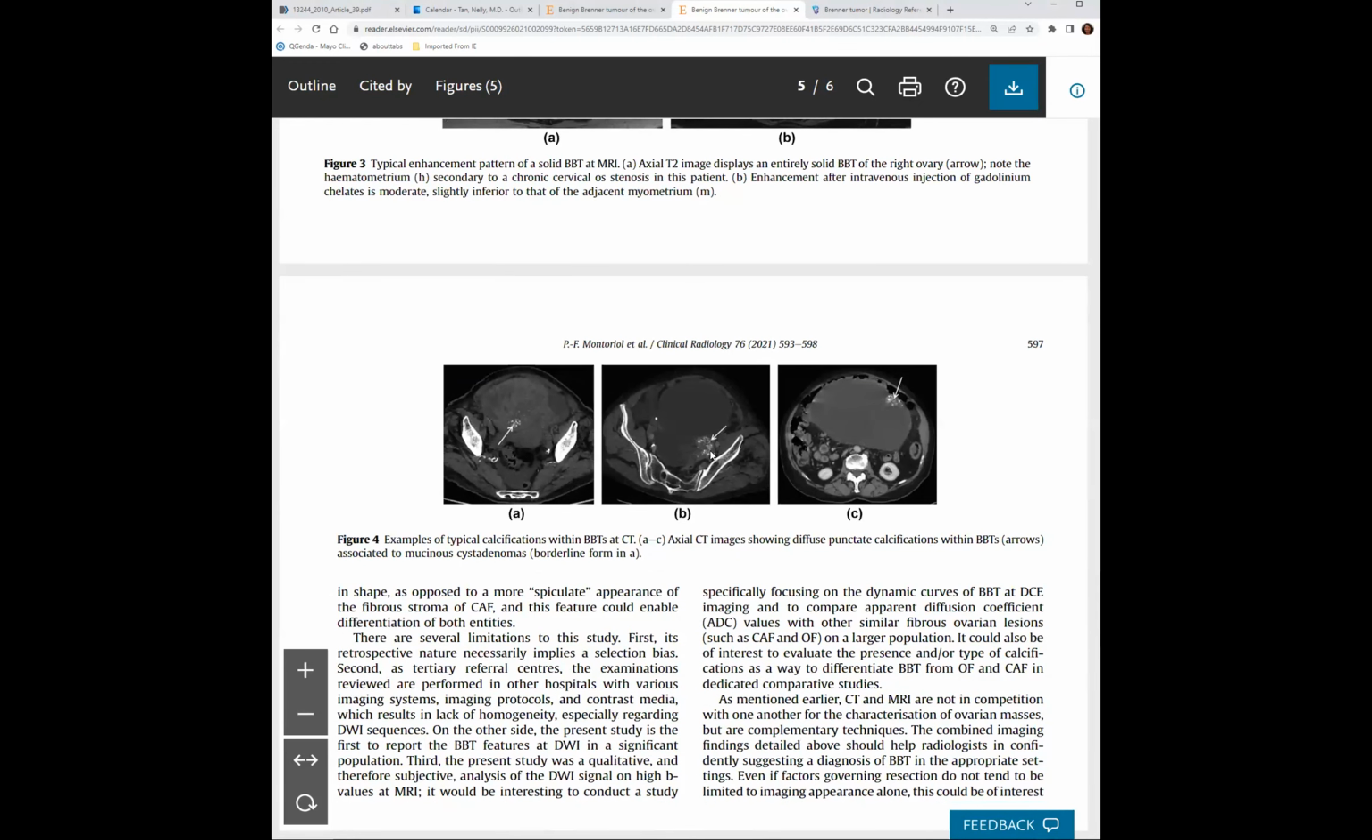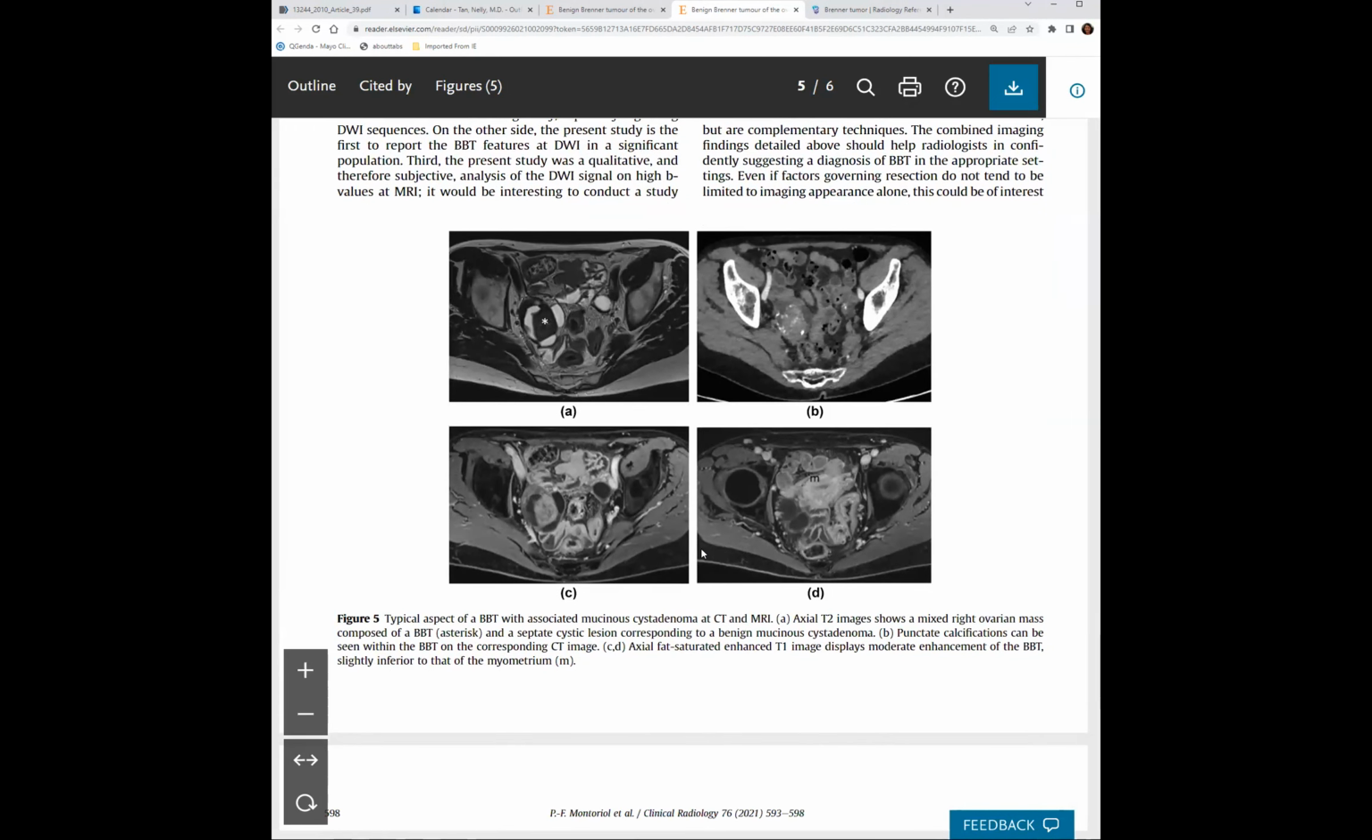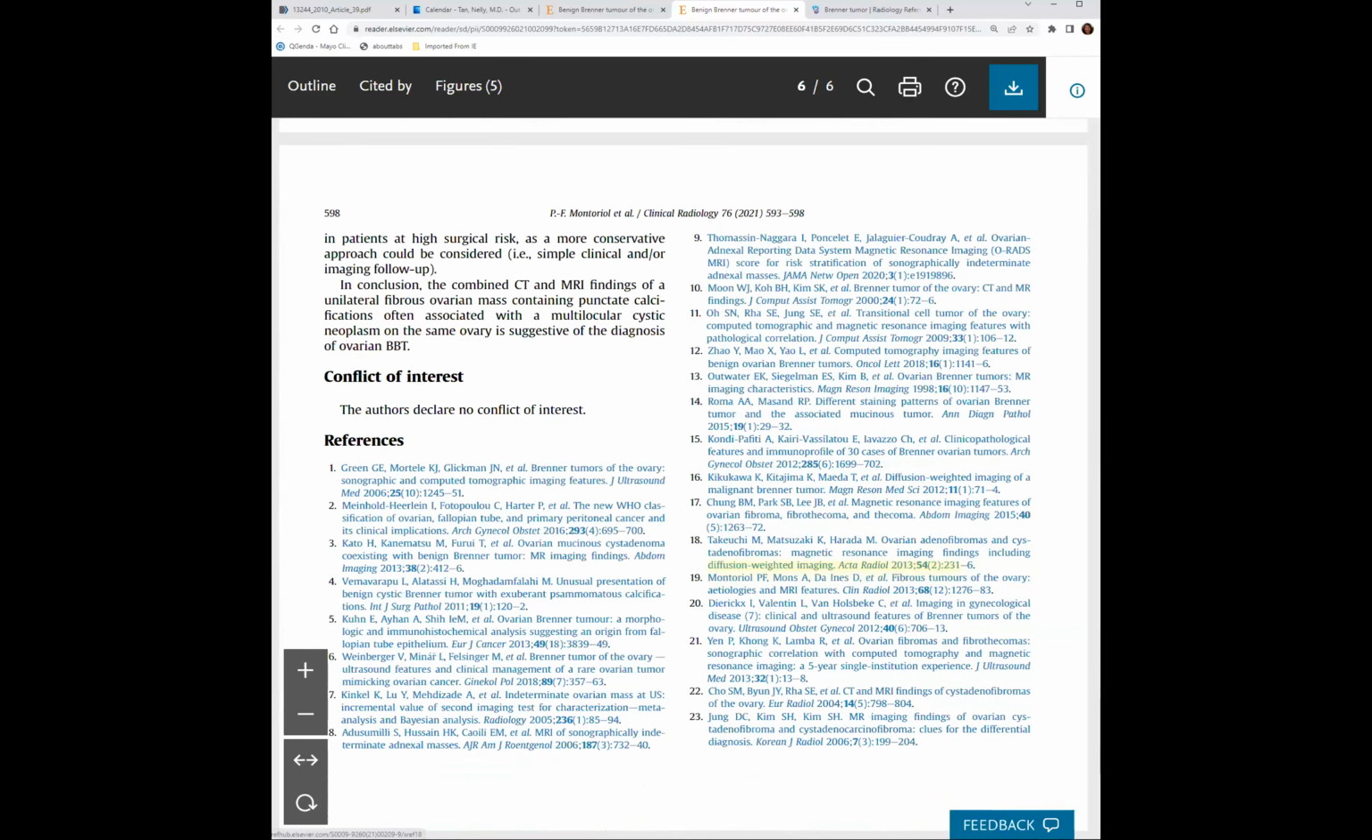And then here it has calcifications on CT. I don't know if fibromas have calcifications. I think generally they don't. And then calcifications, and then you have, yeah. So I don't know. I think it would be hard to separate them definitively.